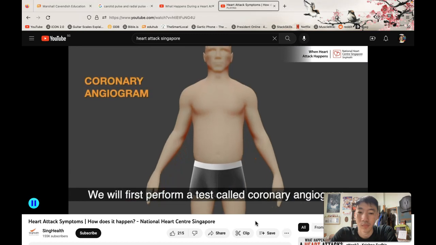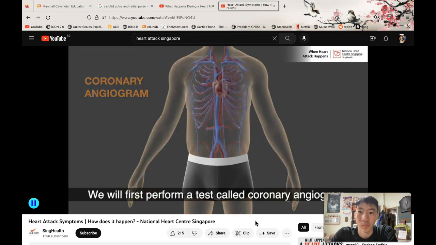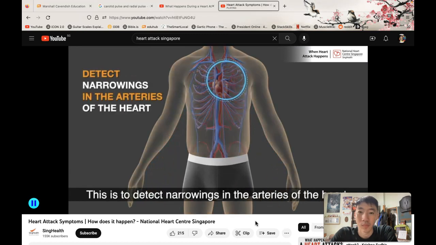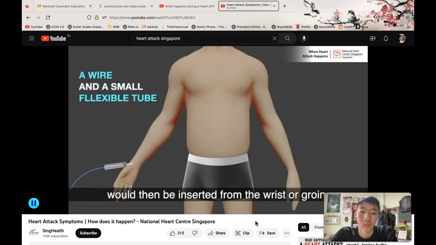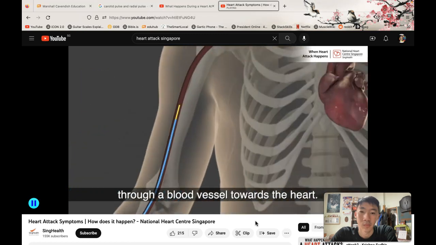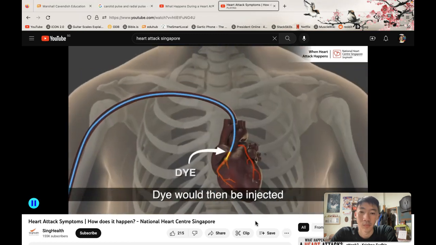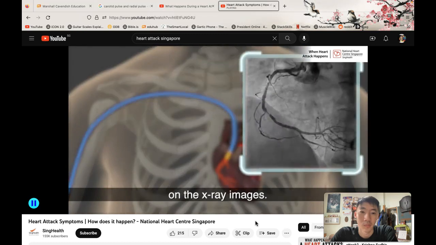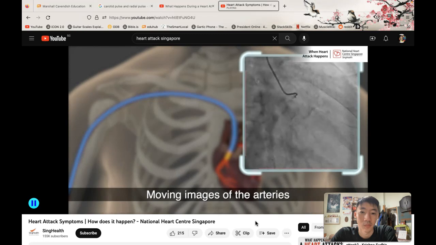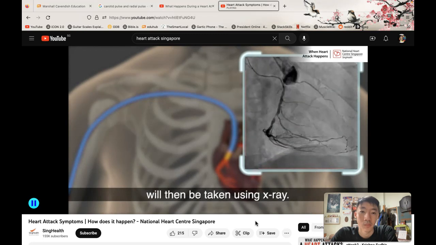We will first perform a test called coronary angiogram. This is to detect narrowings in the arteries of the heart. A wire and a small flexible tube will then be inserted from the wrist or groin through a blood vessel towards the heart. Dye will then be injected to make the arteries look more visible on the X-ray images. Moving images of the arteries will then be taken using X-ray.